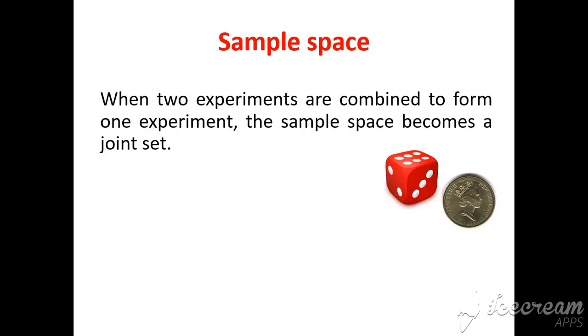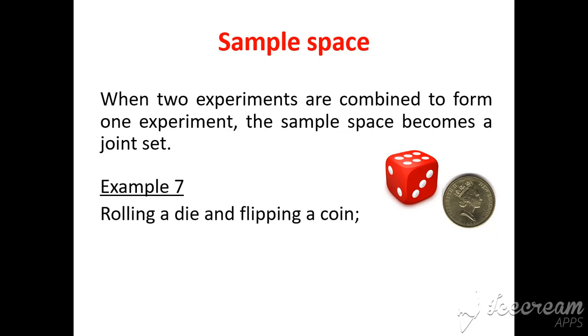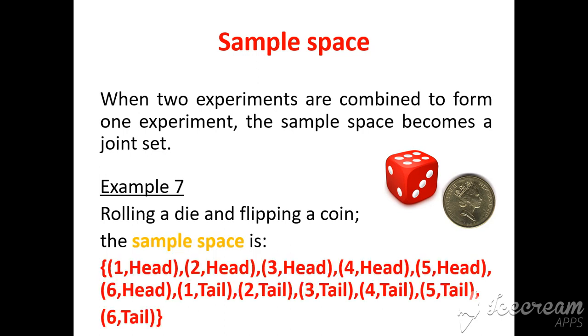Right, when 2 experiments are combined to form one experiment, the sample space becomes a joint set. So what that means is if I was to roll a die and flip a coin, my sample space would become this. I could get a 1 on the die and a head on the coin. I could get a 2 on the die and a head on the coin, 3 on the die, head on the coin, 4 on the die, head on the coin, 5 on the die, head on the coin, 6 on the die, head on the coin. Or I could get a 1 on the die, tail on the coin, 2 on the die, tail on the coin, and so on. So there are, I think, 12, I've had to count up, 12 outcomes in this sample space.